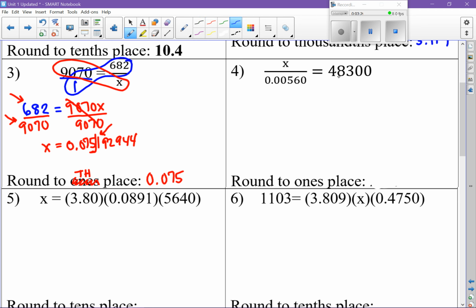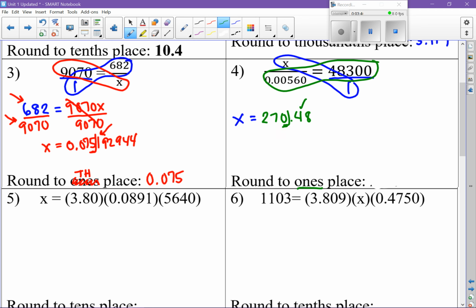This one is the same thing. I want to cross multiply, which means I need to put that over 1. Now I can. 1 times x is just x equals. If I cross multiply in the other direction, just multiply those two numbers together. Your calculator says 270.48. We are going to round to the ones place, which is right here. The 4 afterwards means we are not going to round up, so we're going to keep the 200 and the 70. It doesn't matter if you write 270 like this with or without the decimal. Both of those are okay.